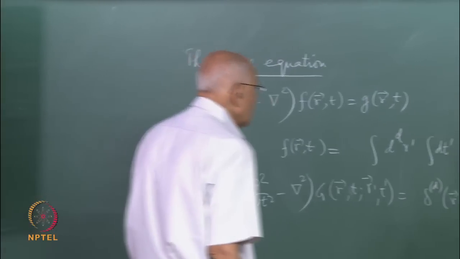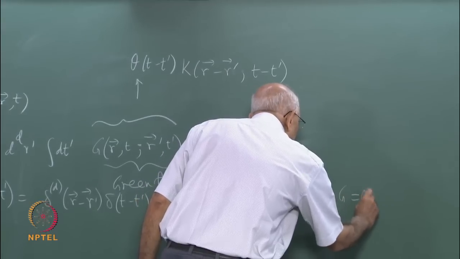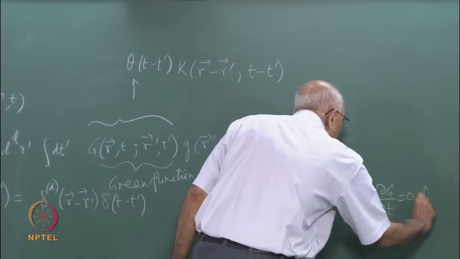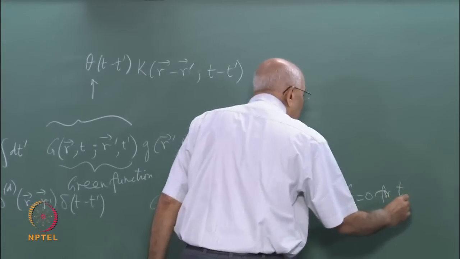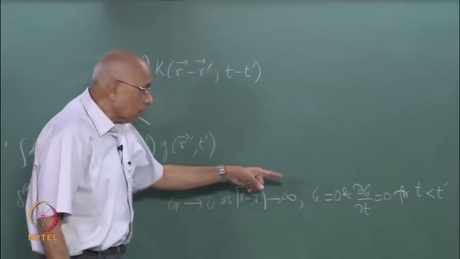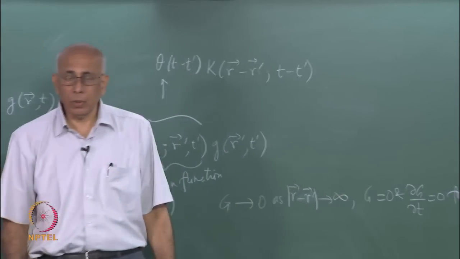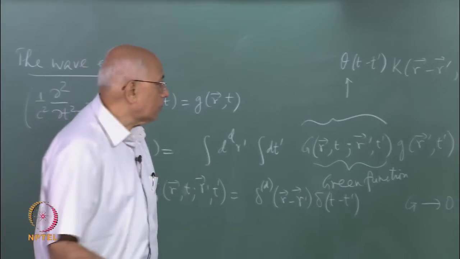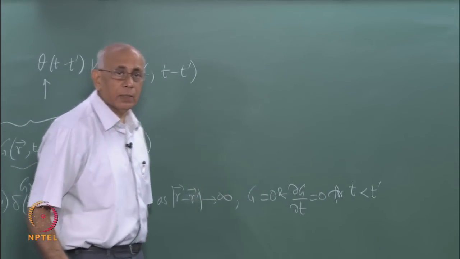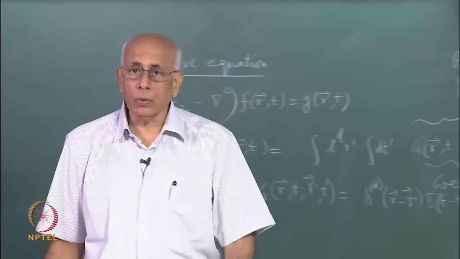We also want something where g is equal to 0, and since it's a second order differential equation, equal to 0 for t less than t prime. So you want causality, and this puts in the requirement of causality. So we're going to look for a green function which satisfies this boundary condition and these initial conditions at t minus t prime equal to 0. For less than that, you want it to be equal to 0 identically.